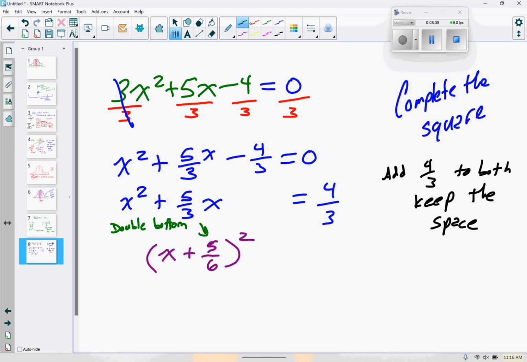Now, we're not done with that yet. In the whole indoctrination of us teaching you FOIL back in the day, first, outer, inner, last, right? If I went 5 over 6 times 5 over 6, which means I'm squaring 5 over 6, so 5 times 5 is 25, 6 times 6 is 36. If I add, notice I'm adding it here, so I have to add it to the right side as well.